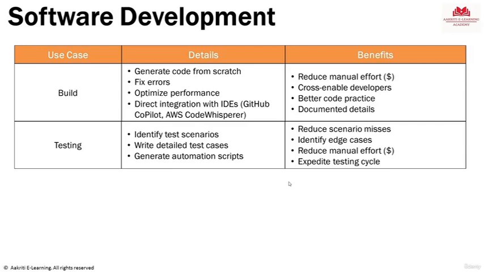So you can take help from generative AI in this case, and where it can help you is it can tell you test scenarios, right? And not just test scenarios, it can tell you detailed test cases with steps and all. And you can even go one step further and generate the automation script for it. So for example, you can tell it to generate a Selenium script, and we'll see that in a moment. It can do that because, just like we saw it generated Python code, here also it can generate Selenium code. And the benefit of all that is, first and most important, we reduce scenario misses, we identify edge cases, and finally it leads to reduced manual effort, which is cost saving, and we can also expedite the overall testing cycle.